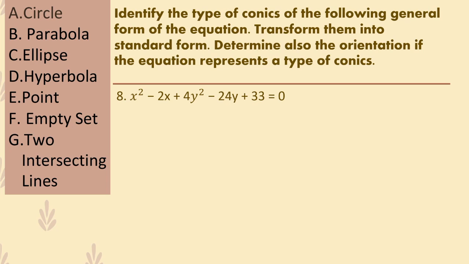For number 8, x squared minus 2x plus 4y squared minus 24y plus 33 is equal to 0. Again, grouping the x and y's.